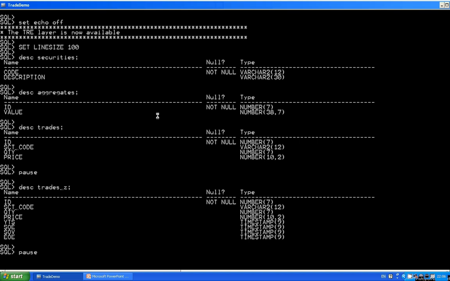The difference between trades and trades Z is that we get 4 extra columns presented to us: TTS, which is the transaction timestamp, start of existence SOE, start of valid SOV, and end of existence EOE. These extra 4 timestamps are there for presentation only. They're useful to be able to show in select statements, but the developer doesn't actually maintain these values. These are values that are managed and maintained by TRE, and you can use them for presentation in SQL statements should you wish.